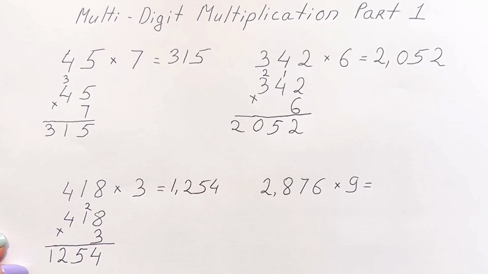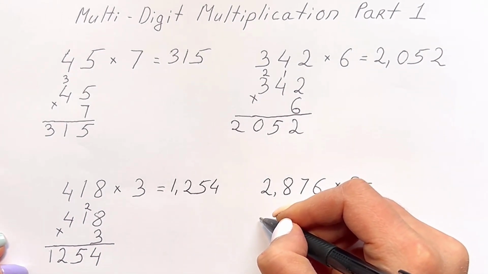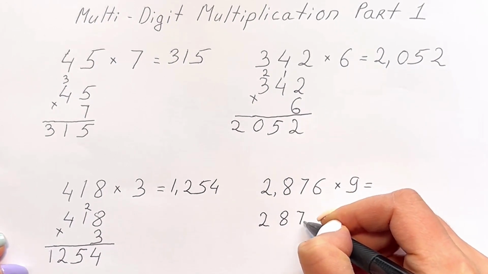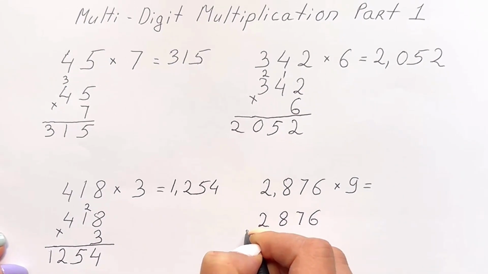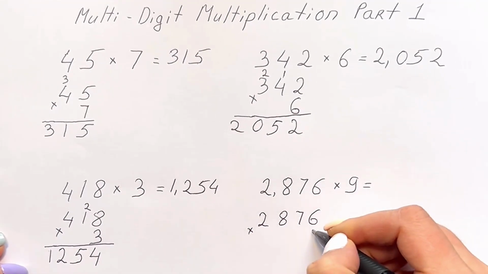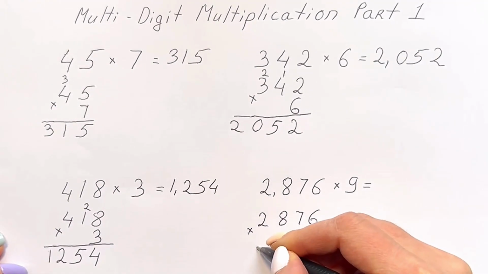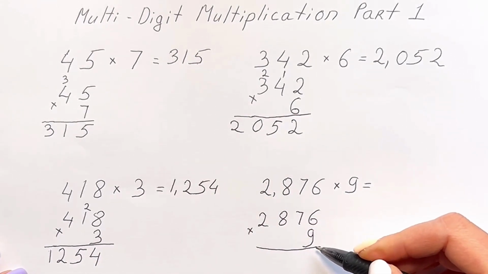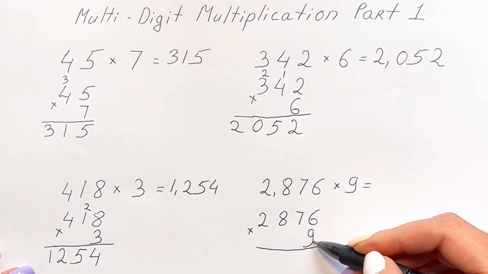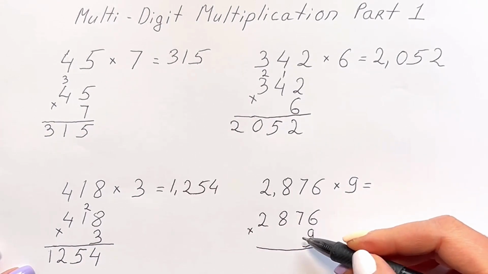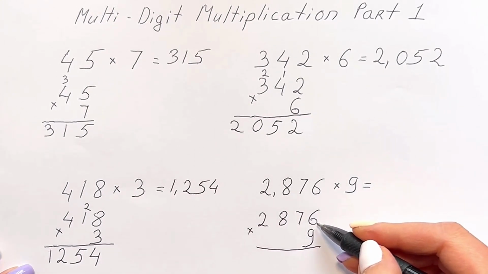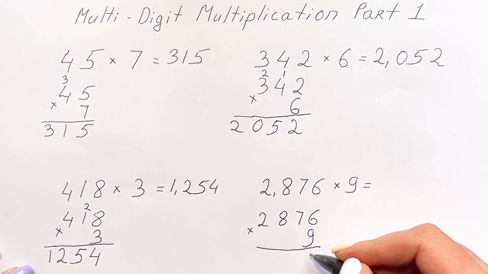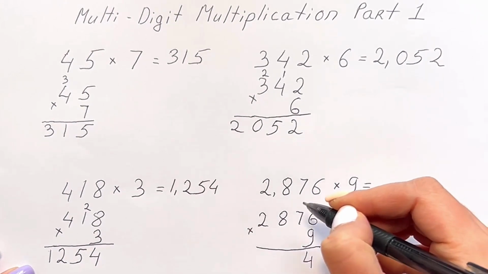Let's try one more example. 2,876 times 9. Let's line up. Again, the same way, we will multiply the 9 by 6, then by 7, then by 8, and then by 2. From the right to the left. 9 times 6 is 54. We will put the 4 and carry 5.